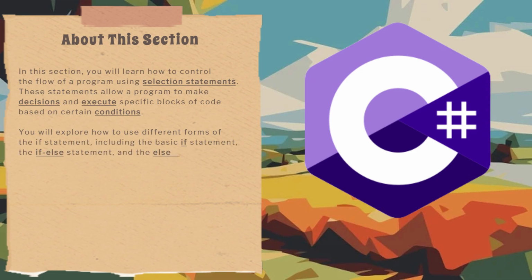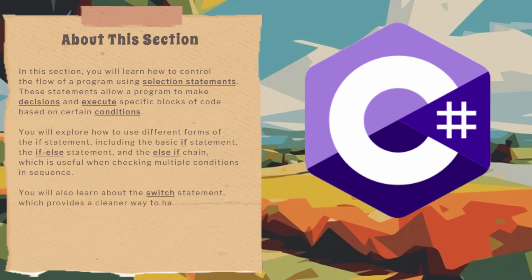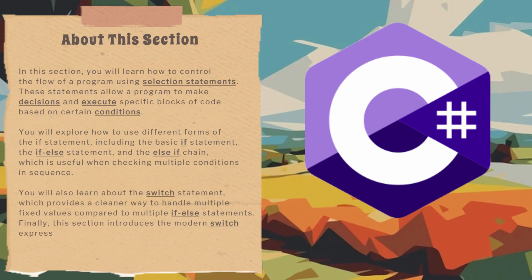and the else-if chain, which is useful when checking multiple conditions in sequence. You will also learn about the switch statement, which provides a cleaner way to handle multiple fixed values compared to multiple if-else statements. Finally, this section introduces the modern switch expression, which offers a more concise and expressive way to choose a value based on a condition.